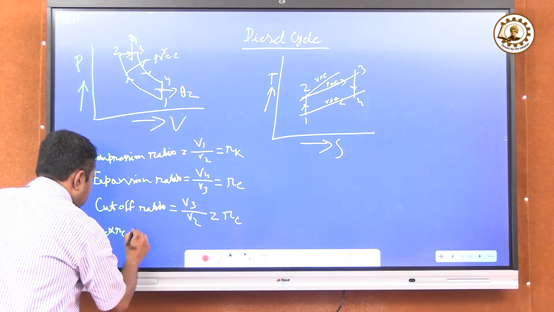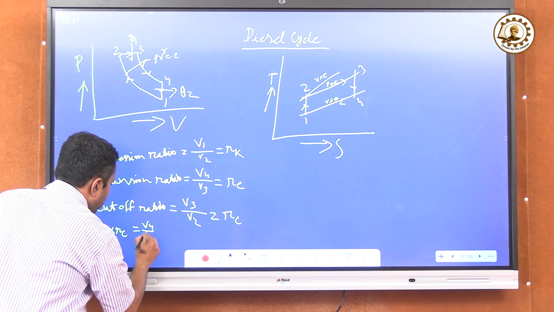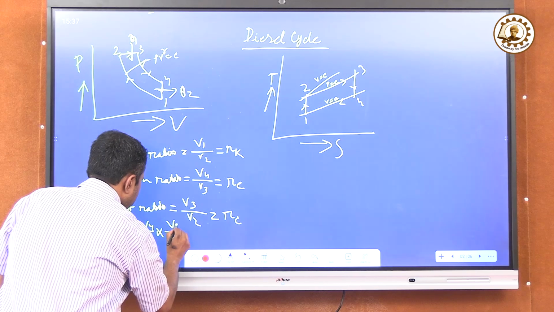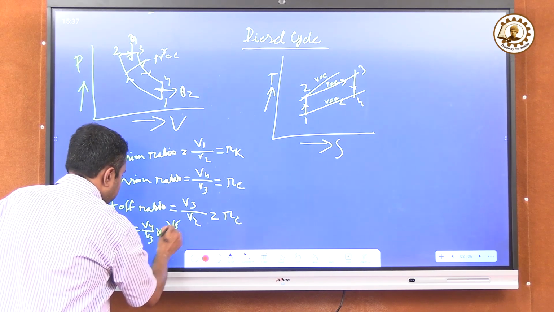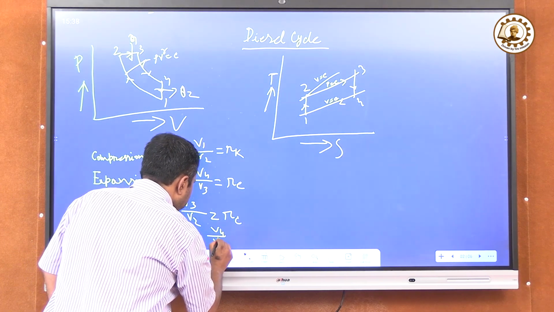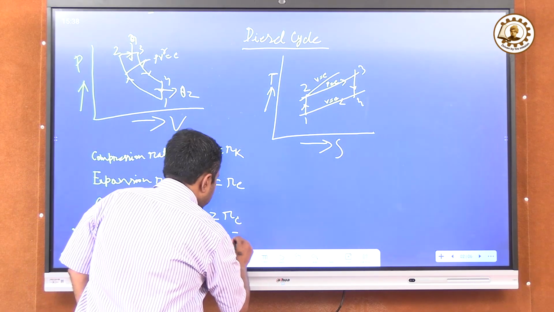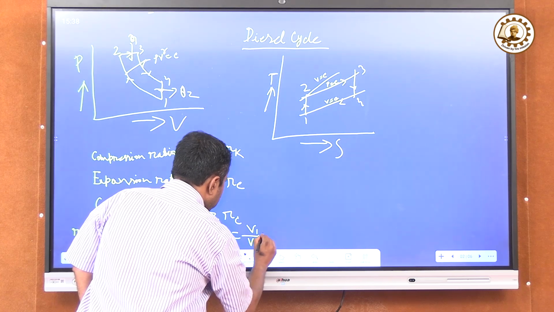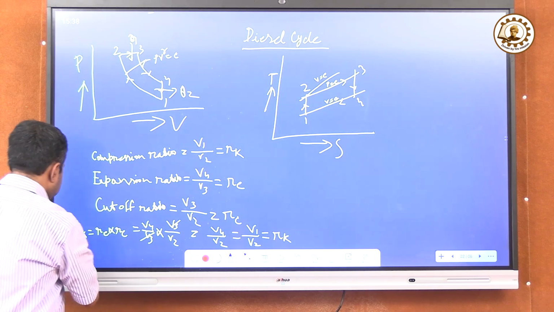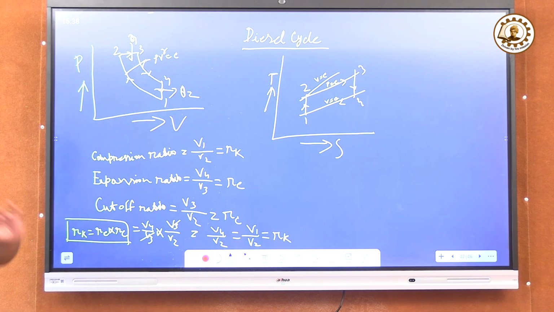Look, if we write like that, then RE is nothing but V4 by V3, and RC is V3 by V2. Then V3 is cancelled. Now this expression looks like V4 by V2. From the graph we see that V4 is equal to V1. Then we can write V1 by V2, that means it is RK. So whatever we wrote about this expression is correct. Not only said, it is proved.